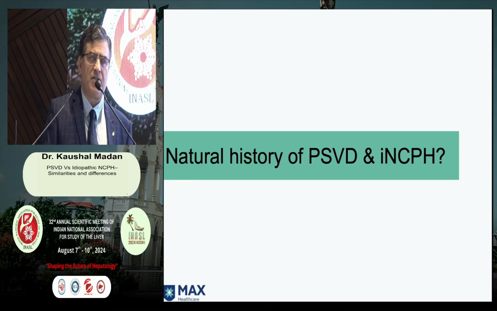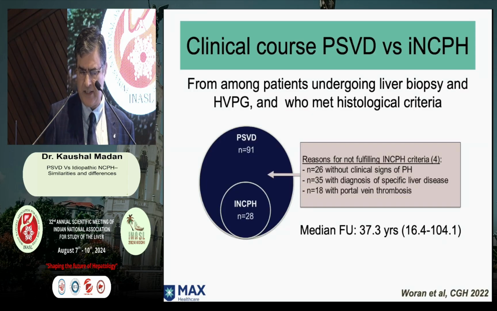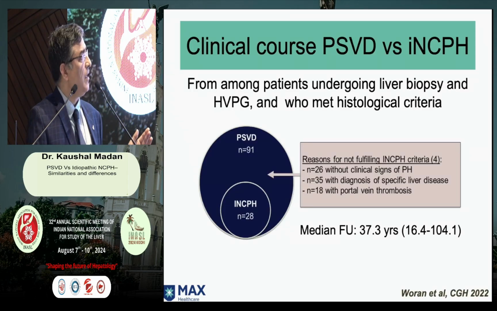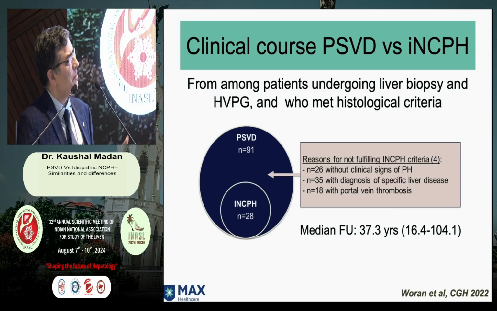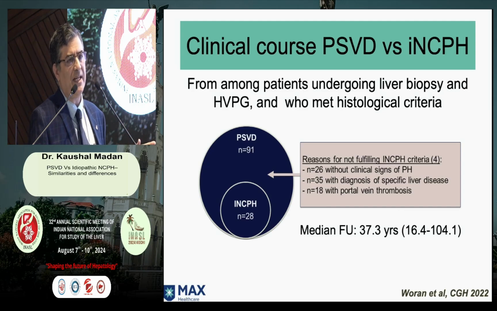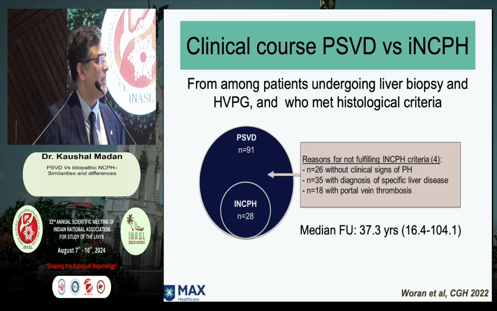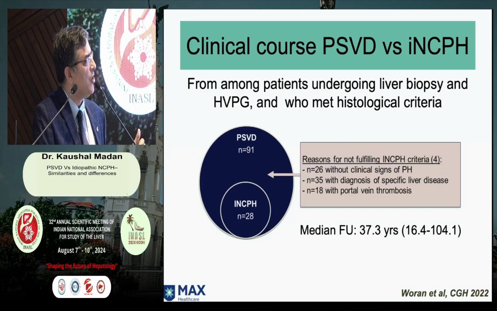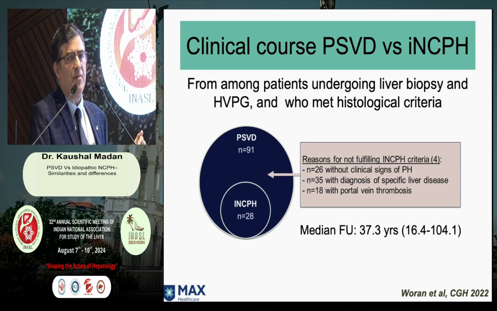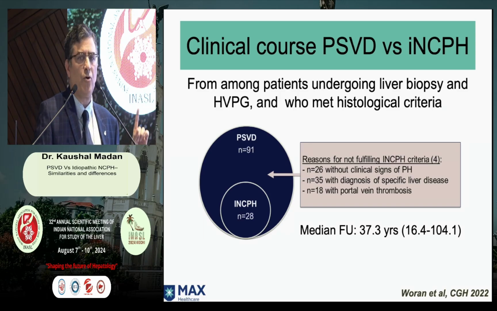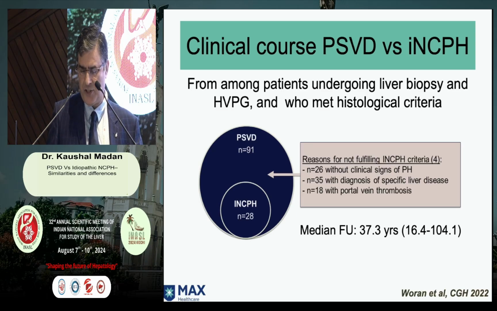Do we have natural history studies? Are these different? Are the natural histories different? We have two small, recent studies, but yes, we need more work. This was a study in which, from among patients undergoing liver biopsy and HVPG for varied reasons, those who met the histological criteria for PSVD were selected. So 91 patients, 28 within this as a subgroup were also labeled as having INCPH because they had portal hypertension. So this group, no portal hypertension but PSVD. This group, portal hypertension, therefore INCPH.